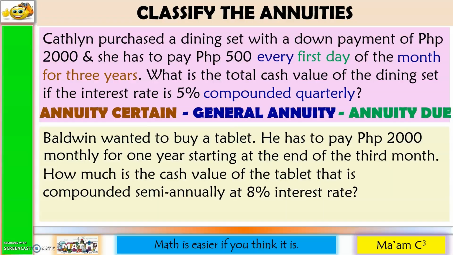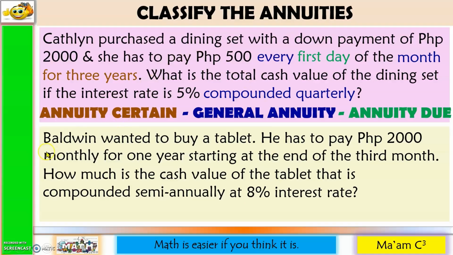Next one, Baldwin wanted to buy a tablet. He has to pay 2,000 monthly for 1 year starting at the end of the 3rd month. How much is the cash value of the tablet if it is compounded semi-annually at 8% interest rate?